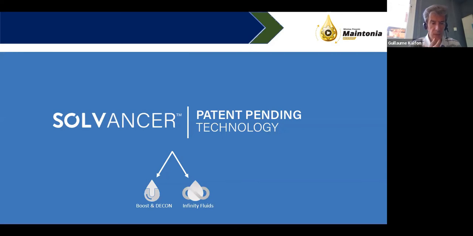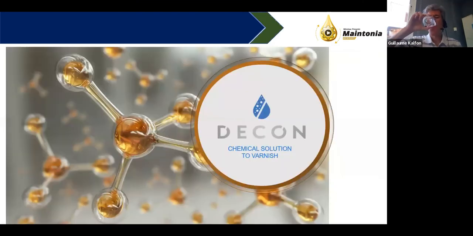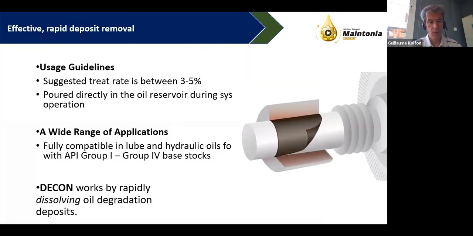slide? So this is based on our solvencer technology. With this solvencer chemistry, we formulate different products depending on the purpose. And the main product is Decon. So Decon will make the oil more soluble. So it will dissolve these deposits on metal very fast, and you get a system cleaner. So how do you do that? You simply top up into the lube oil reservoir or hydraulic oil reservoir, a small percentage, 3 to 5%.